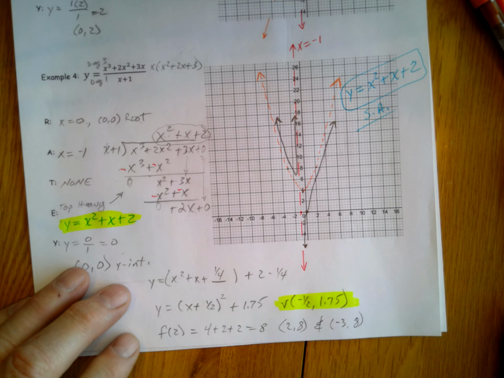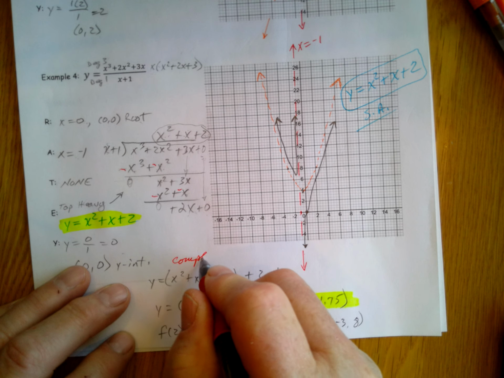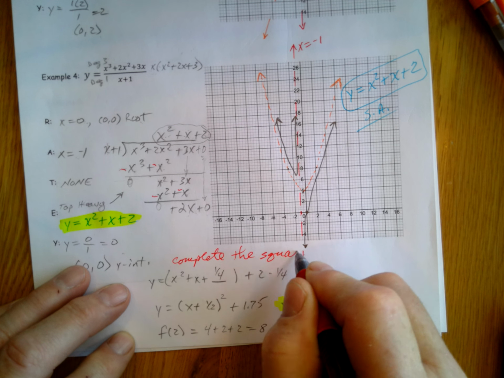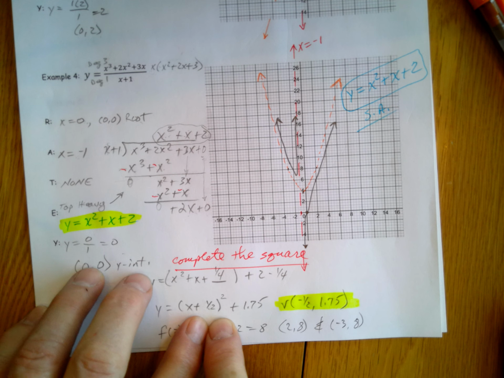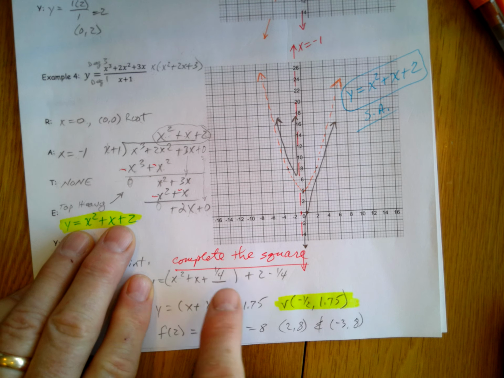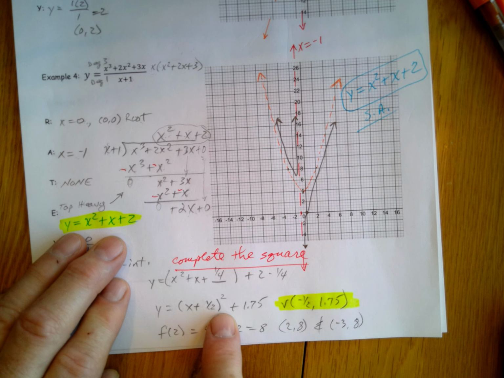So complete the square. All right, so I did. I took half of b, which is 1/2. I took 1/2, I squared it, which is 1/4. I'm on the same side of the equality, so since I added 1/4, I have to subtract 1/4. I get x plus 1/2 quantity squared plus 1.75.